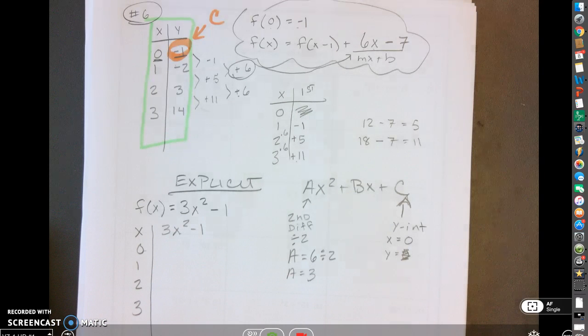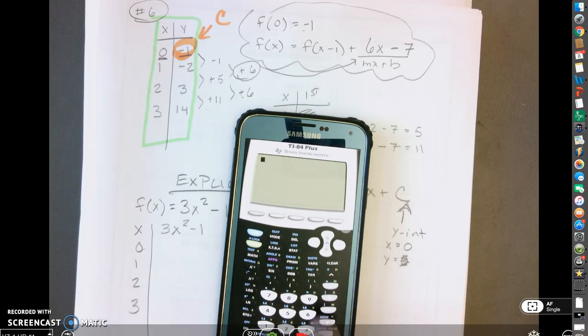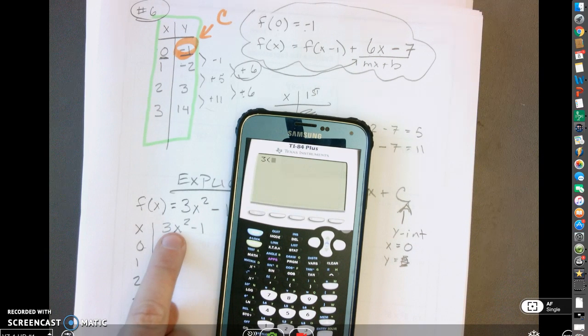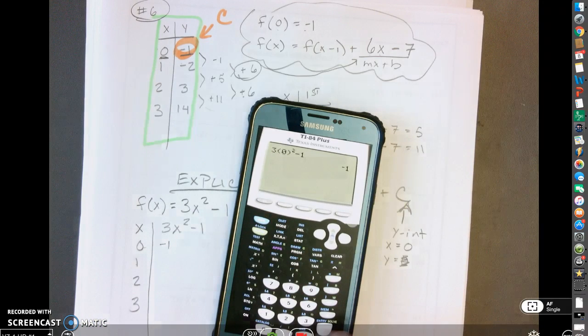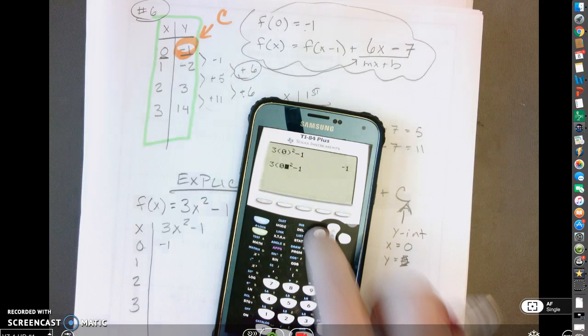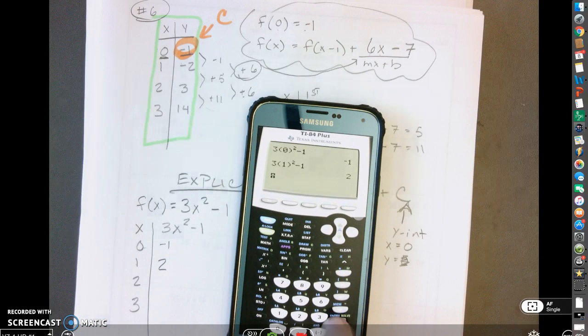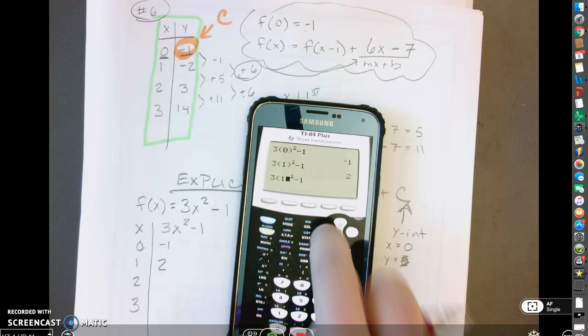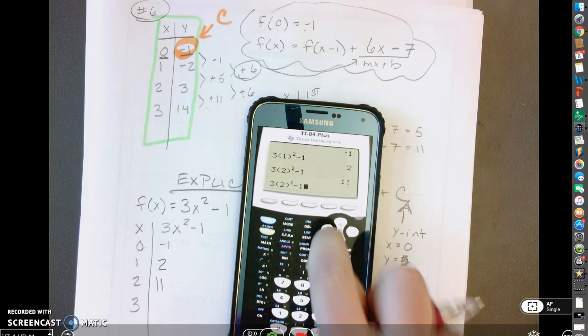Again, if you just want to do this on your calculator, it is so much faster if you can't do the mental math quickly. Okay, so on your calculator, you can just literally type in 3 times, substitute your x, that's 0, squared, and then minus 1. Okay, that gives you -1. All right, now I'm going to plug in 1. So I'm just going to re-enter it. Press enter. Oh, that's 2. If you're wondering how I'm doing this, you press second, and then you just use the arrow keys. You can just highlight over it and type in your new x.